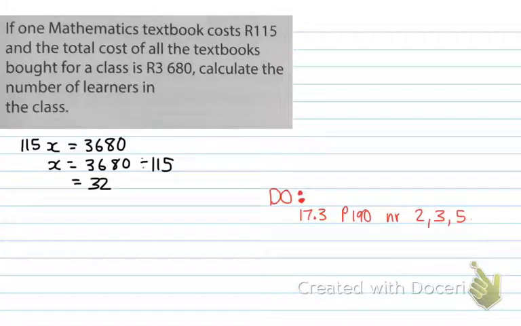Now you have to do exercise 17.3 on page 190, number 2, 3, and 5. You can press pause now, do those numbers, and then press play again so that we can mark them together.